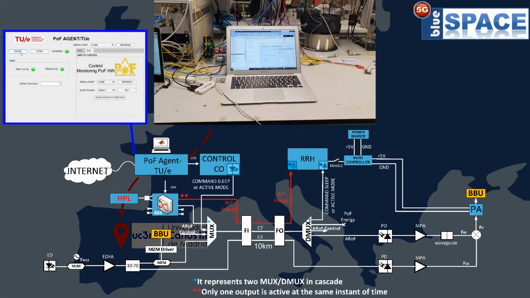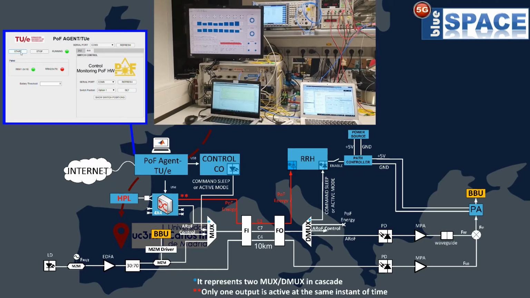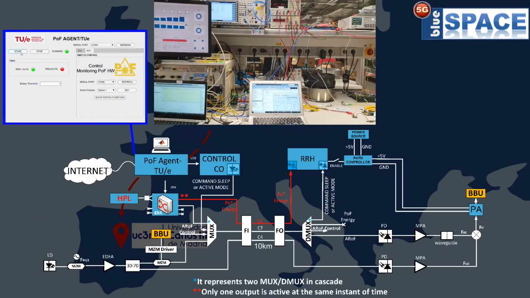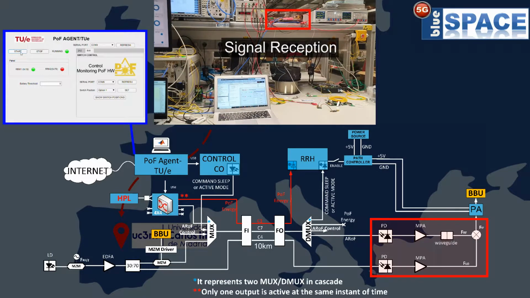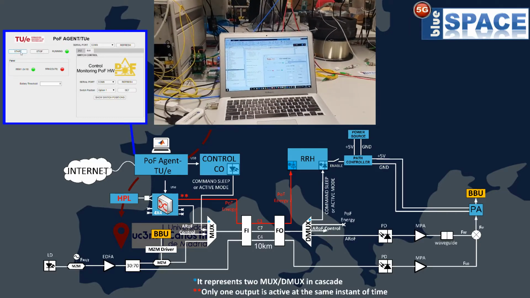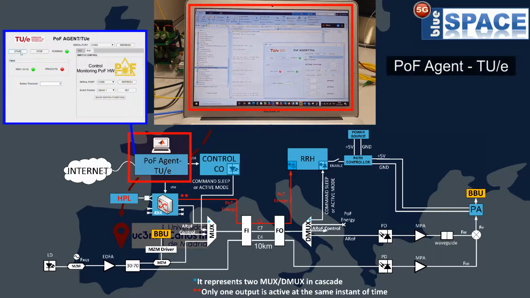The main system controlled by the power over fiber agent in Madrid is located at the Eindhoven University of Technology. It is formed by a BBU, which generates optical 5G data and also receives and graphs parameters about the signal. The optical signal reception stage, which performs an optoelectronic conversion, amplifies and filters the signal. An auxiliary power over fiber agent to establish communication between Eindhoven and Madrid.